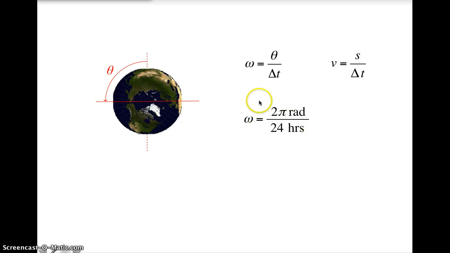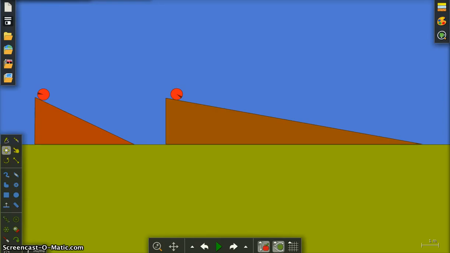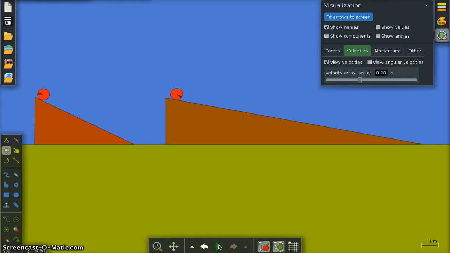It's not rotating faster at 2 p.m. and then rotating slower at 4 p.m. But we can imagine scenarios where that's not the case. We're going to let these two balls roll down the ramps. Obviously, this one is going to speed up faster, and this one will speed up more slowly because the incline is steeper and shallower. Okay, let's watch them roll down.